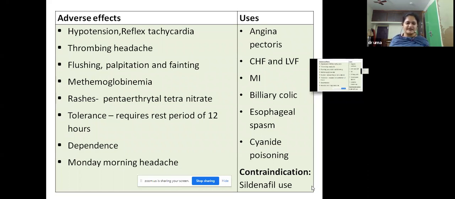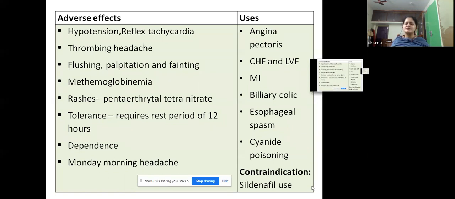Methemoglobinemia occurs, and rash is mainly due to pentaerythritol tetranitrate. Tolerance and dependence occur with this drug. Tolerance requires a rest period of 12 hours. That is, there will be an attenuation of the hemodynamic effects of nitrates. They will not produce vasodilatation, and they produce Monday morning headache.